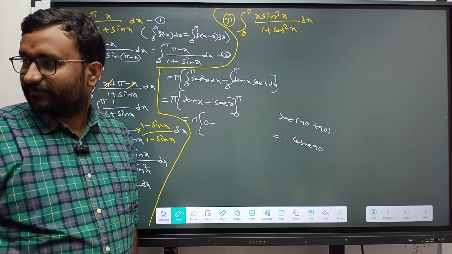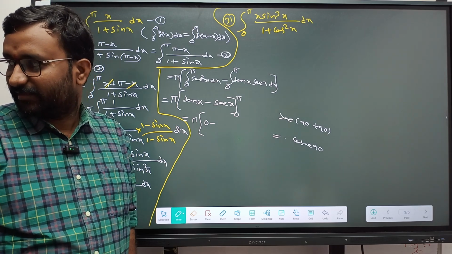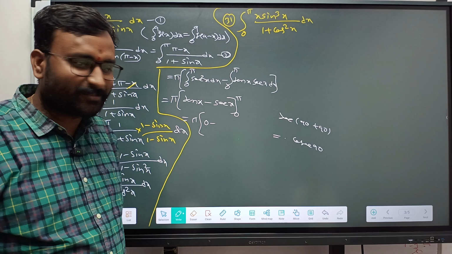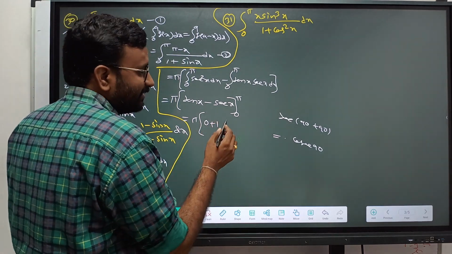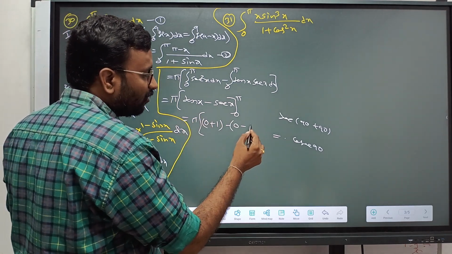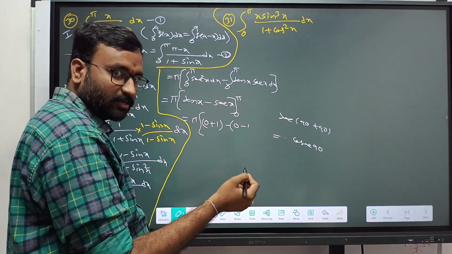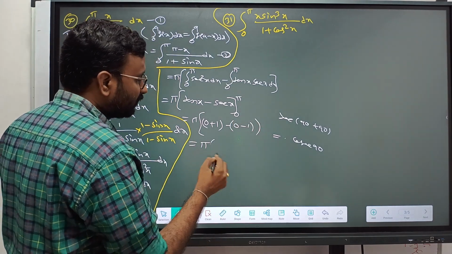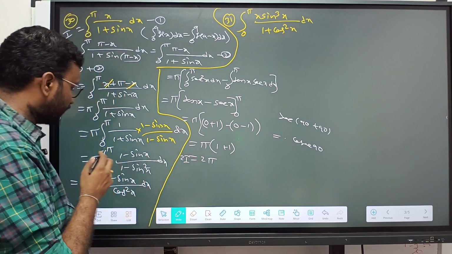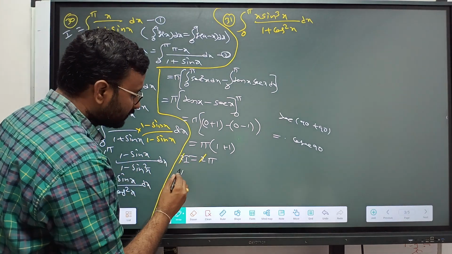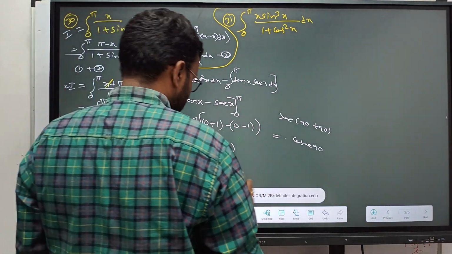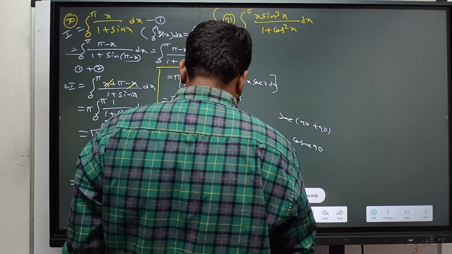What is the value of cosecant 90? 1 by sin 90. Sin 90 is 1, so 1 by 1 is 1. So minus 1, and minus into minus is plus 1. This is the upper limit. Minus the lower limit 0: tan 0 is 0, minus secant 0, which is 1 by cos 0, cos 0 is 1, so 1. So it is pi into 1 minus into minus plus 1, which is equal to 2 pi. The left side is 2I. So 2I is equal to 2 pi. Understand?